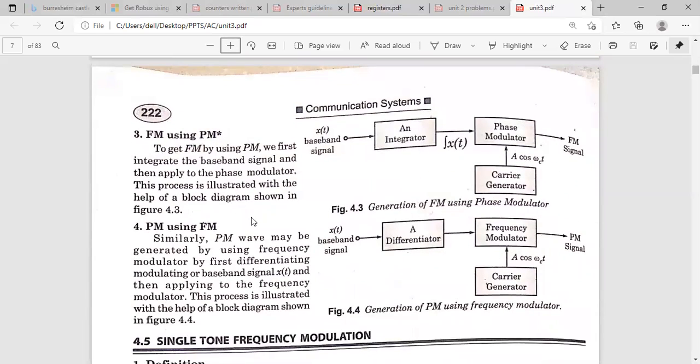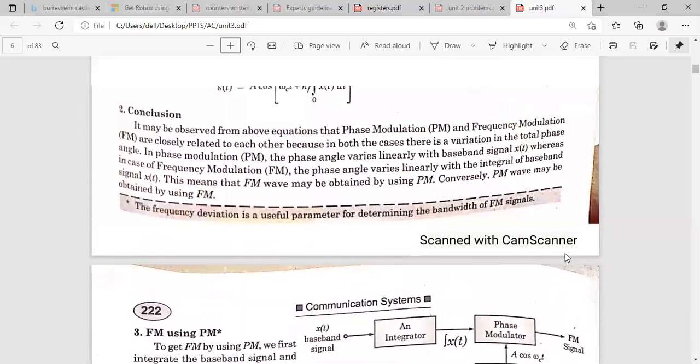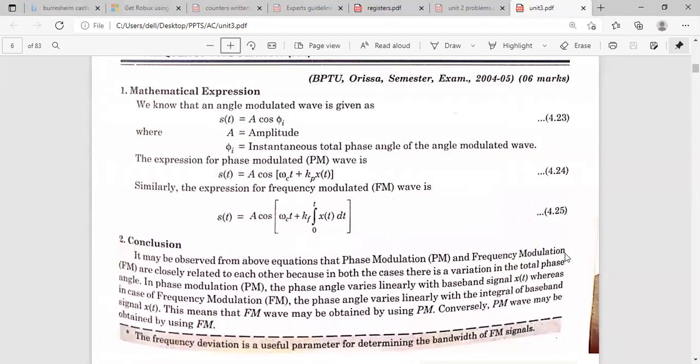And PM ni generate cheyali ante FM use chesi, we need a differentiator. So differentiator and a frequency modulator. For this frequency modulator, we have two inputs. One is the differentiated x of t and another one is the carrier generator. You will get the phase modulated signal. Okay. So ivi manam ee two expressions nunchi we can obtain.